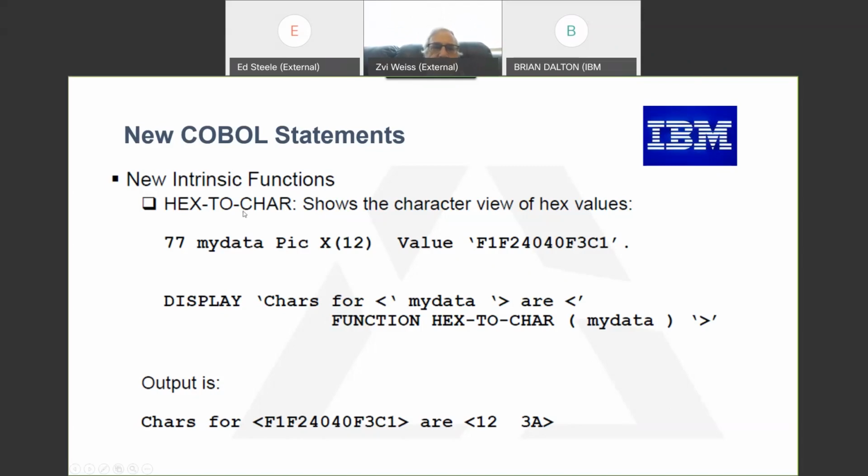And here is an example of the hex to char. So we're showing the hex value here in working storage. And then down below, those characters are converted, or the hex is converted to character. So you see here 12 space 3 apple.